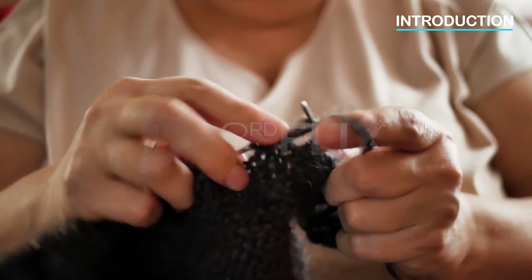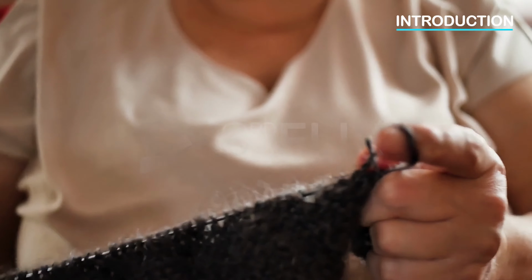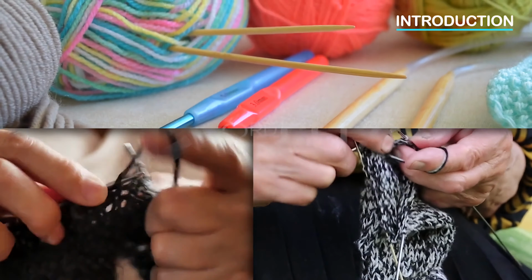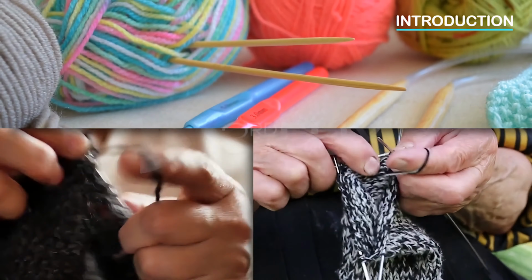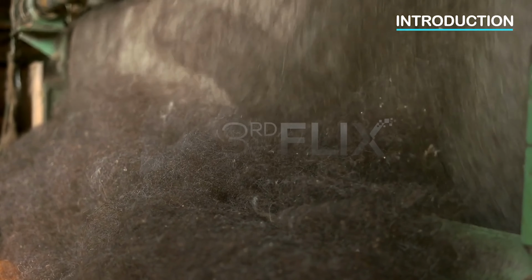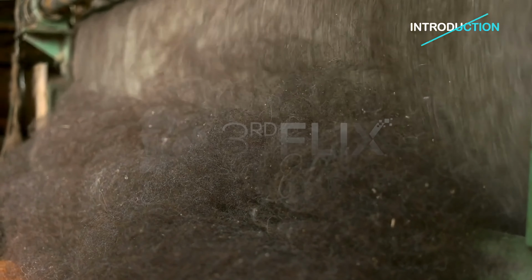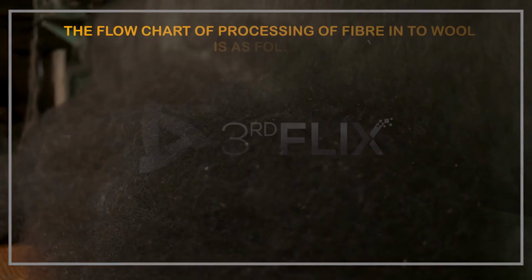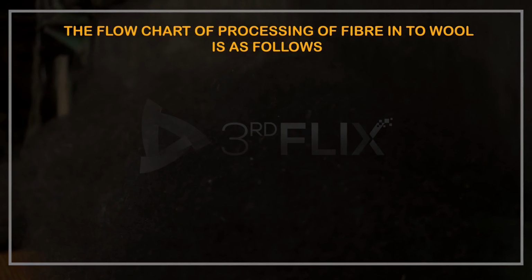The wool which is used for knitting sweaters and weaving shawls is the finished product. Processing of fiber to wool is a long process which involves many steps. The flowchart of processing of fiber into wool is as follows.